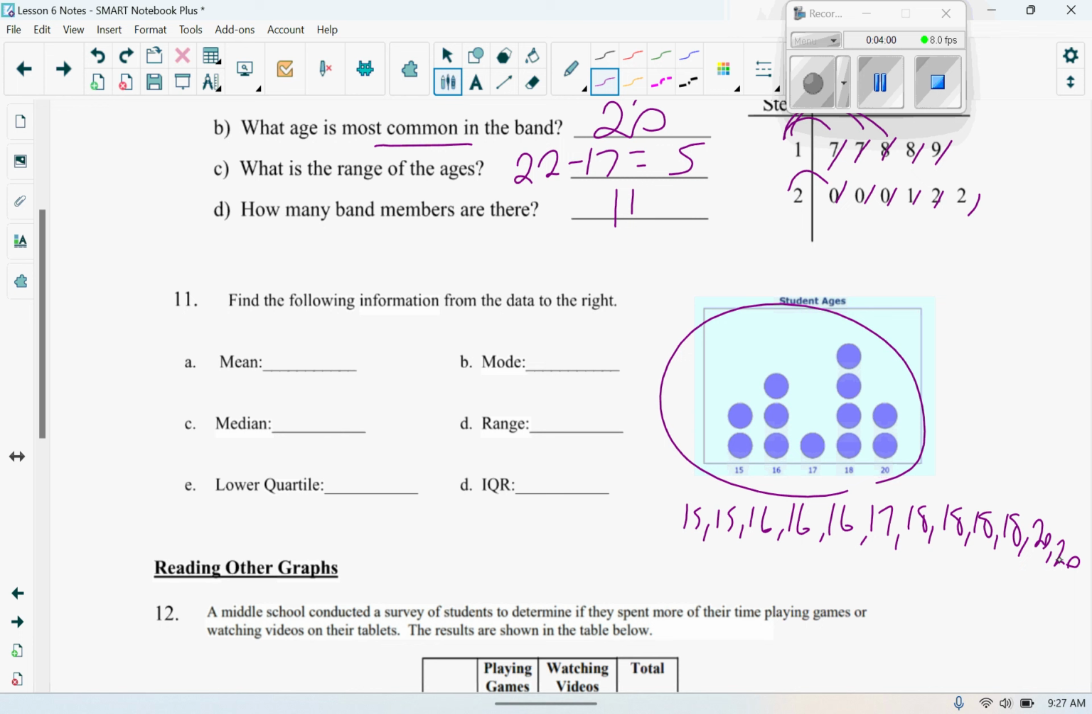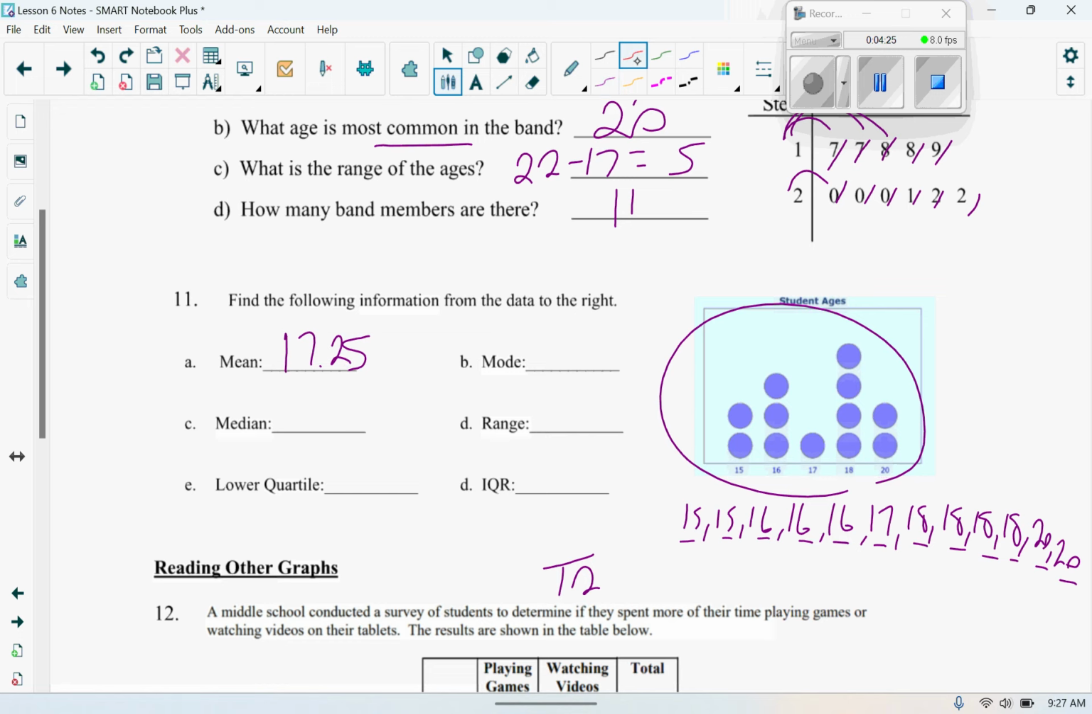Okay, and so I'm going to find the mean, and again, you could do this on Desmos if you wanted to. For the mean, you add all of these up together and divide by the number of pieces of data that you have. So 1, 2, 3, 4, 5, 6, 7, 8, 9, 10, 11, 12. So you add these all up together and divide by 12 if you're not having Desmos help you. You should have gotten a mean of 17.25.